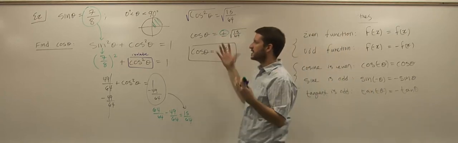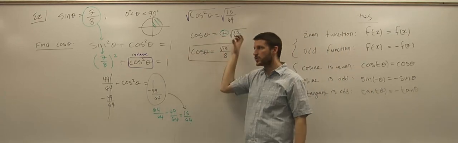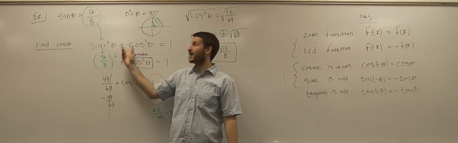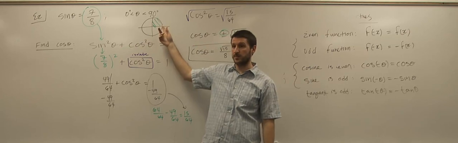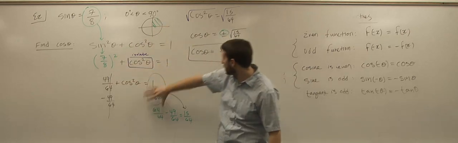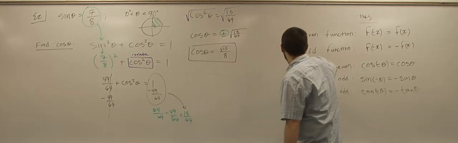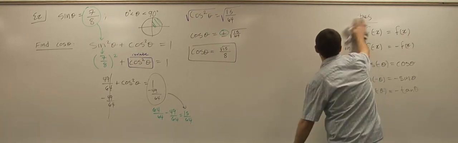So, this is algebra. This is not trig. The only trig I did here was when I started with this identity, and I said I'm in the first quadrant, so cosine's positive. Questions about what I did to get cos theta?